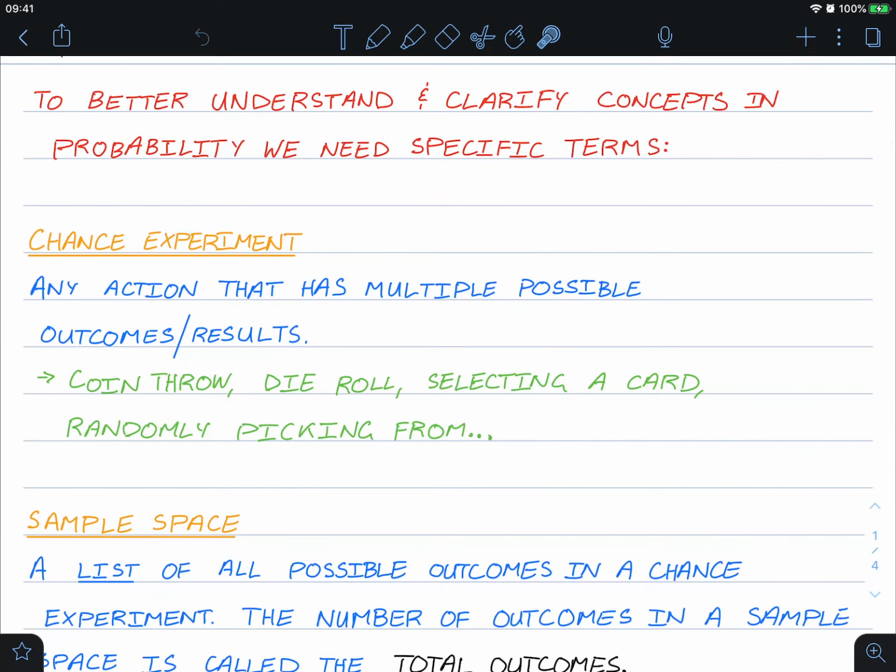Chance experiment. A chance experiment is any action that has multiple possible outcomes or results when you do that action. So for example, when you throw a coin, when you roll a die, or when you select a card from a deck of cards, the result that comes out can be one of many different results. So you probably see this said as randomly picking from whatever it might be.